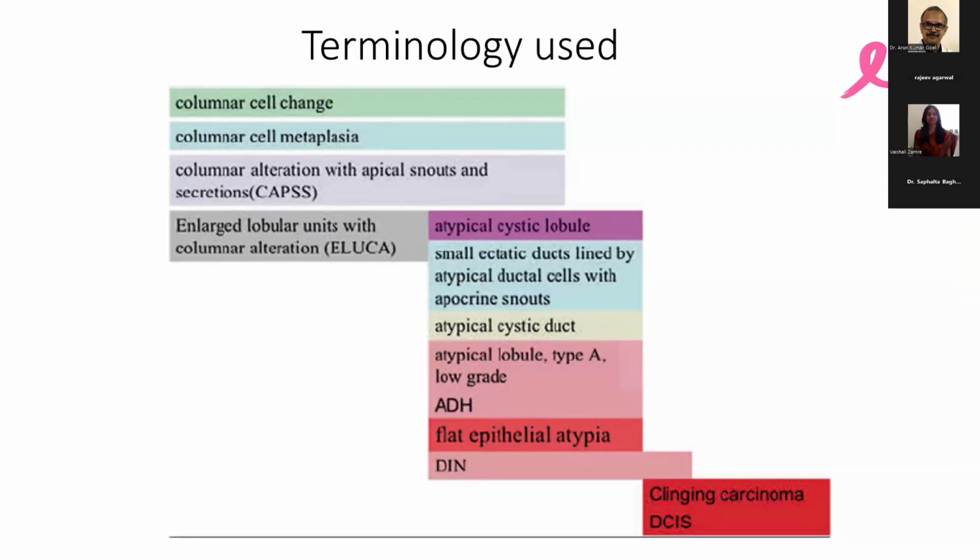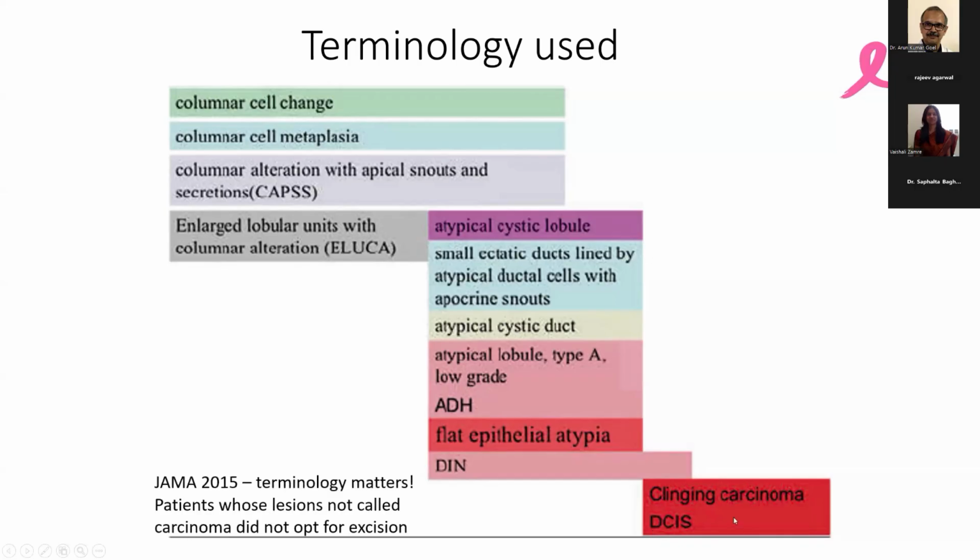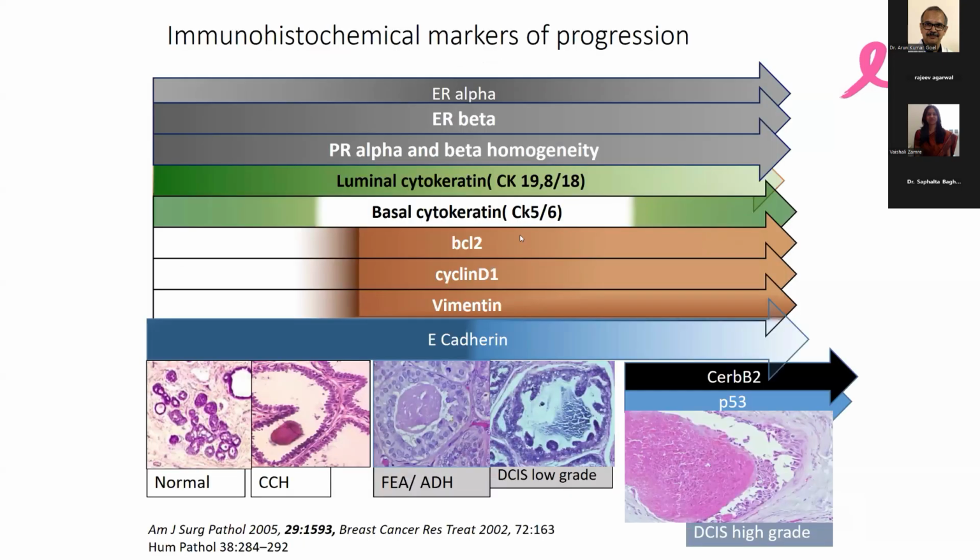Now there's a huge variation in terminology for these entities. So you can have flat epithelial atypia, DCIS. And there is this JAMA article where the same lesion was called by 15 pathologists differently, and the patients chose different kinds of action because the pathology label varied when the slide was actually showing the same thing. So the personality of pathologists gets intertwined in what we call the diagnosis, sadly, based on your experience or eminence.